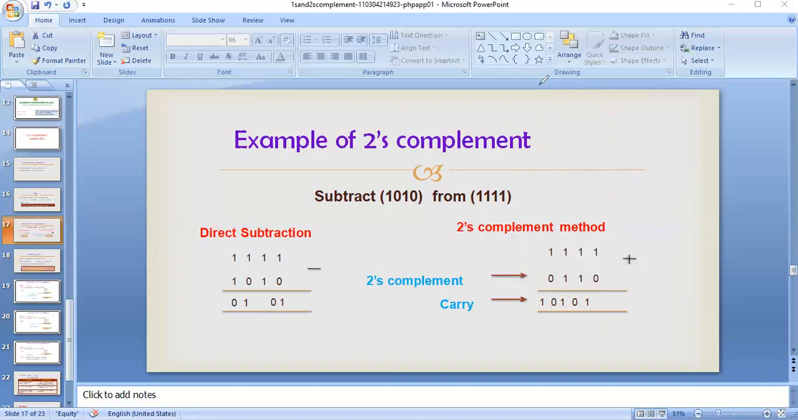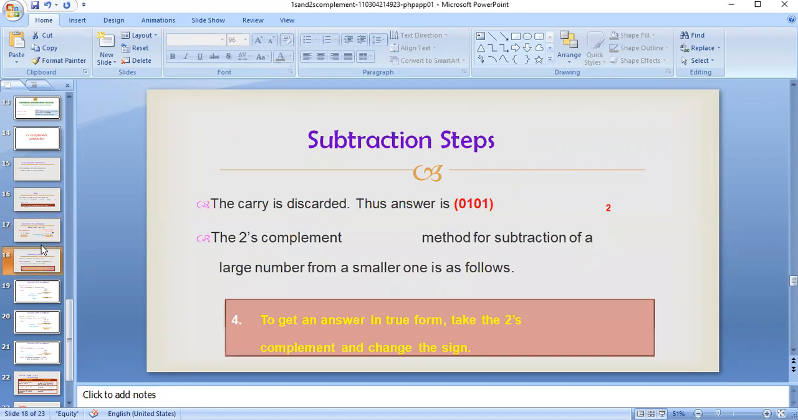Next, I'm taking one more example. See here, what are the steps? If there is an end carry, you have to discard that end carry, and this will be the result. The m greater than n condition means we are subtracting a smaller number from the larger number.